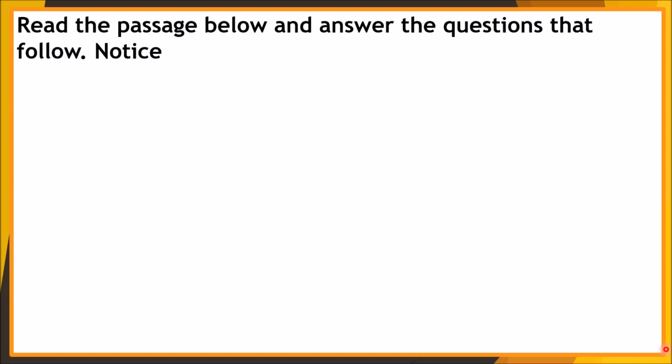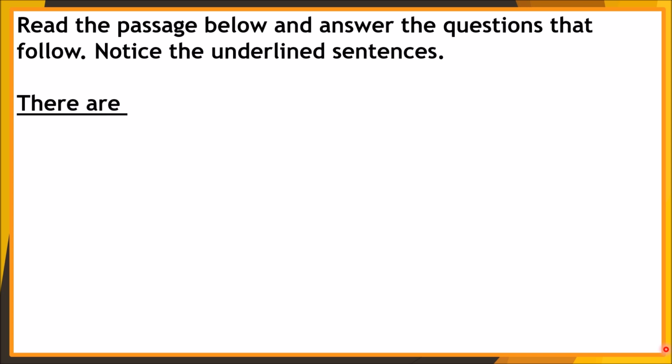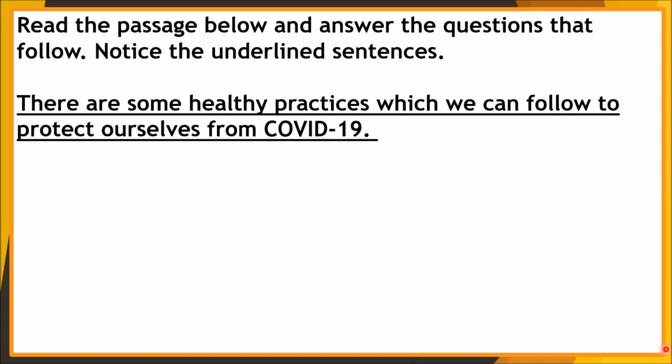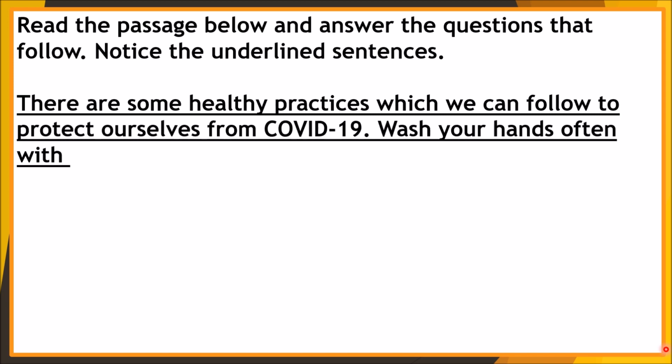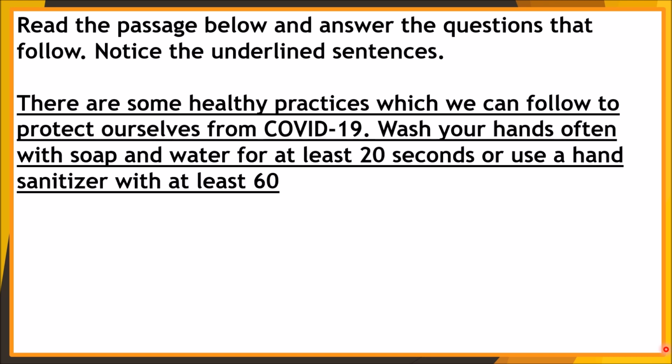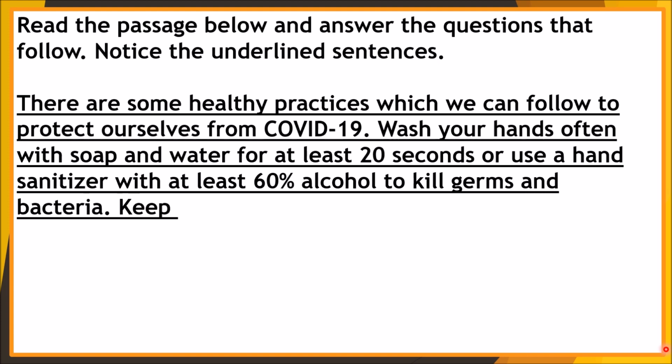So, let us read the passage below and answer the questions that follow. Notice the underlined sentences. There are some healthy practices which we can follow to protect ourselves from COVID-19. Wash your hands often with soap and water for at least 20 seconds or use a hand sanitizer with at least 60% alcohol to kill germs and bacteria.